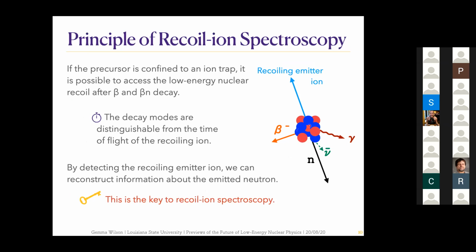So we can distinguish the decay modes. We can distinguish between beta decay and beta-delayed neutron emission by just looking at the time of flight of this recoiling ion. So by detecting only this ion and the beta in coincidence, we can reconstruct information about the emitted neutron. So we can reconstruct the energy and the probability of beta-delayed neutron emission without detecting the neutron. And that is the key to Recoil-ion spectroscopy.